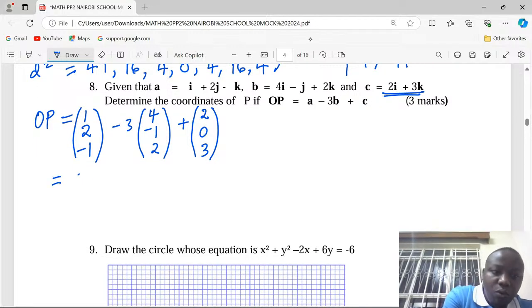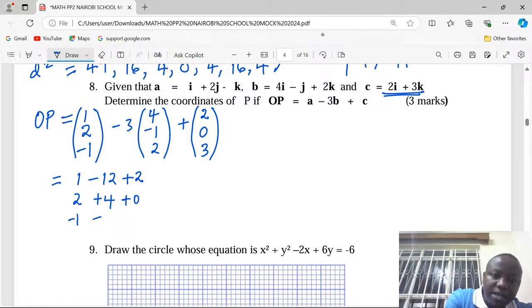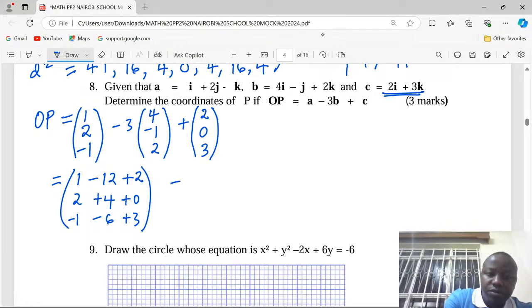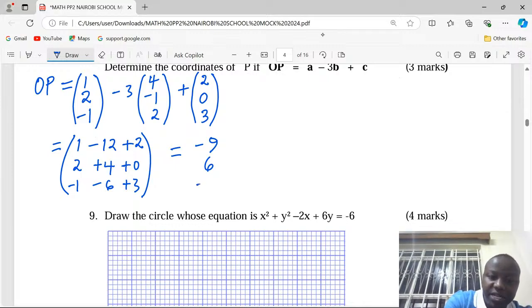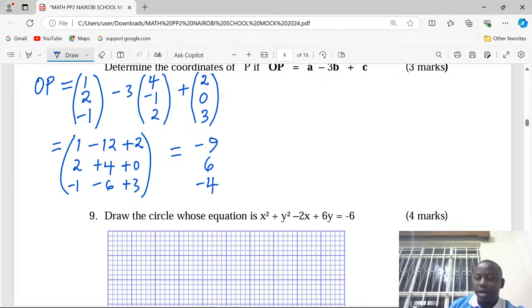This is going to be 1 minus 12 plus 2, then 2 minus 3 by -1 becomes a positive 3, then 0, and we also have -1, -6 plus 3. So this is going to be 1 minus 12 plus 3, giving us a -9. Then this will be 6. Then we're going to have a -7 plus 3, which is -4. Yeah, -4.